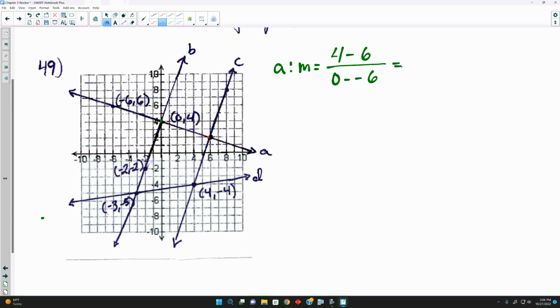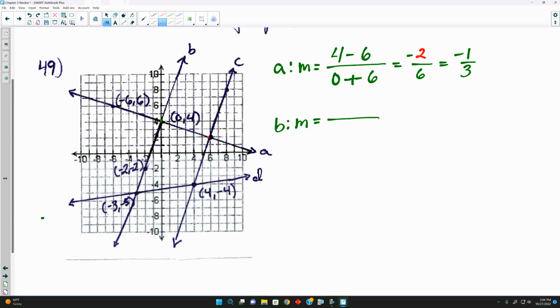Yes. 4 minus 6 is negative 2. So we would simplify it down. We'd have negative 2 over 6, which reduces to negative 1/3.